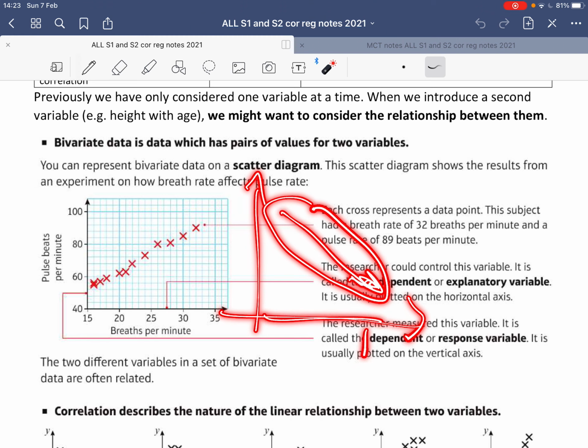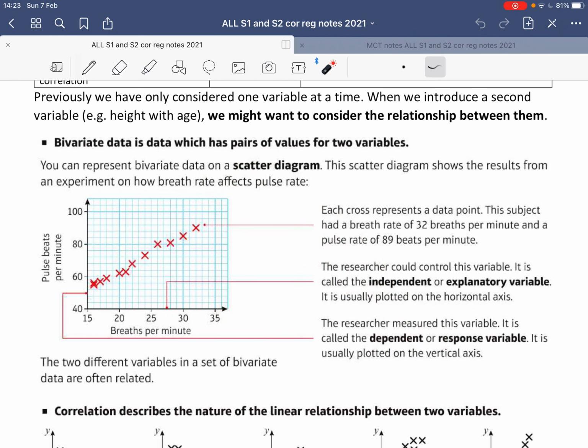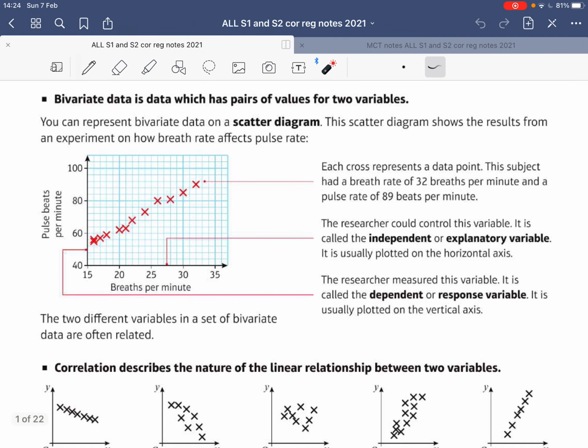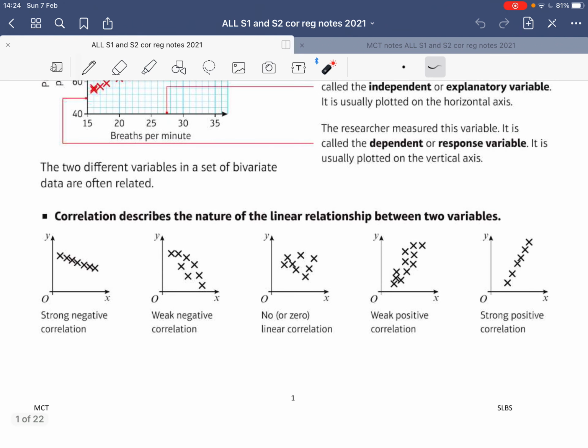So something like the age of a car and its value. Older cars are worth less, younger cars are expensive, and stuff in between. That would give you negative correlation, okay? So the two different variables in a set of bivariate data are often related. Sometimes they're not, sometimes there's no correlation.